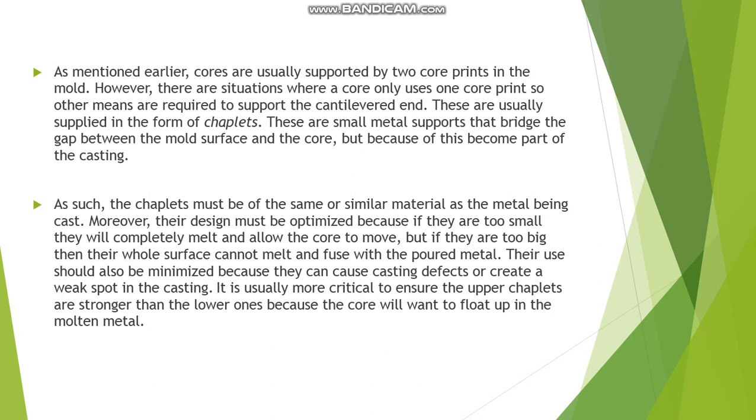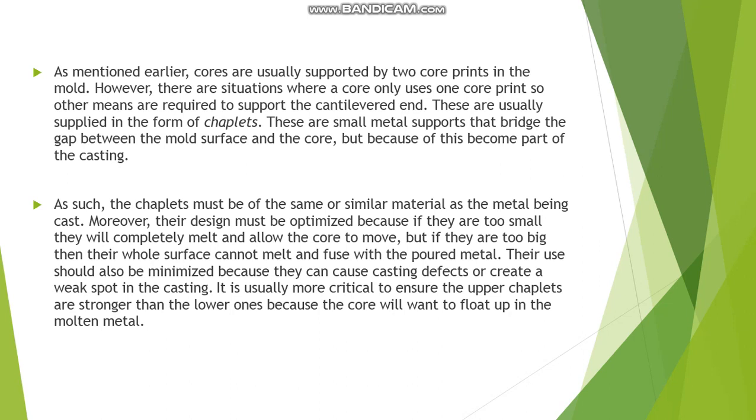As mentioned earlier, cores are usually supported by two core prints in the mold. However, there are situations where a core only uses one core print, so other means are required to support the cantilevered end. These are usually supplied in the form of chaplets. These are small metal supports that bridge the gap between the mold surface and the core.